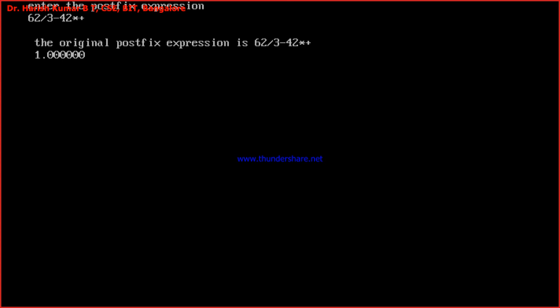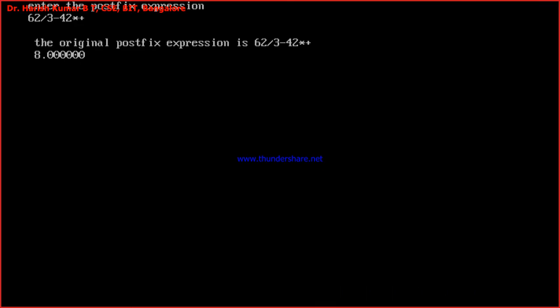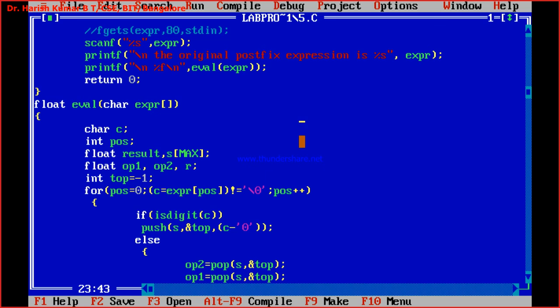Oh, I don't know, some issues are there, I think. Control F9, 6 2 / 3 minus 4 2 into plus. Now it is correct. Sorry, I don't know what I missed in the previous execution. 8.0 is the correct answer. You are getting it. Anything to ask? You understood now the overall logic?